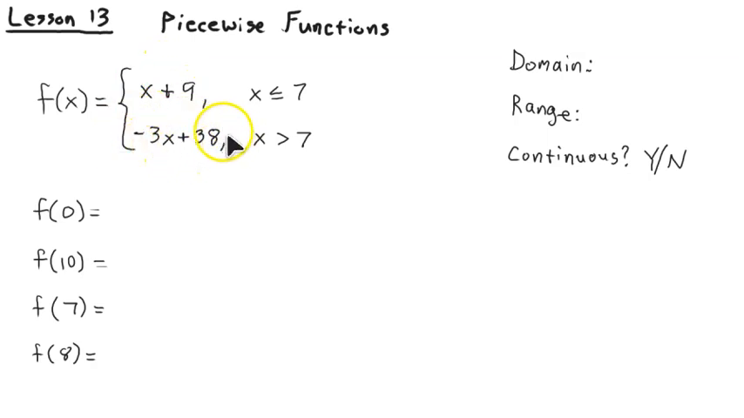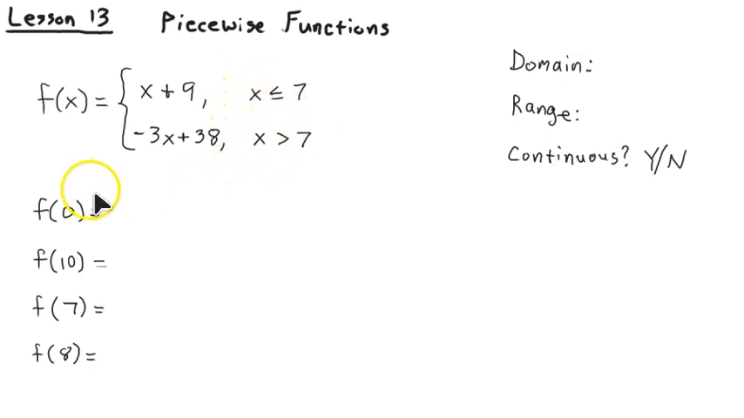But this piece, negative 3x plus 38, you're going to use if x is greater than 7. So if x is 7.5, you're going to plug it in here. If x is 8, you plug it in here. If x is 100, you plug it in here. One important thing about a piecewise function is you should never be able to plug a number into more than one piece. It can only go in this piece or this piece, and you know where to plug it in based on this over here.